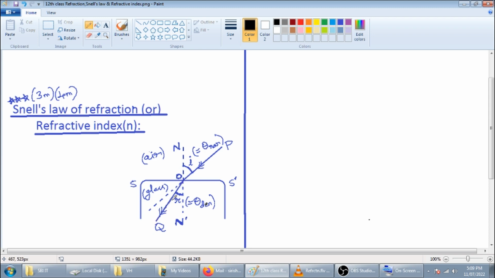The angle made by the refracted ray with the normal inside the denser medium, or the second medium, is simply called the angle of refraction. These are the two simple meanings of angle of incidence and angle of refraction. Now this relation between I and R is given by Snell's law of refraction. In the laws of reflection we have seen that I is equal to R, but here I will not be equal to R.